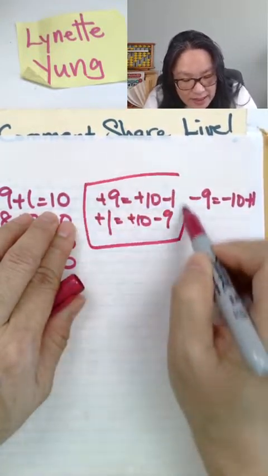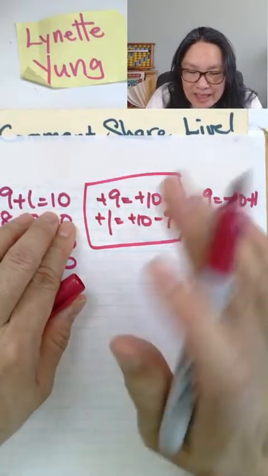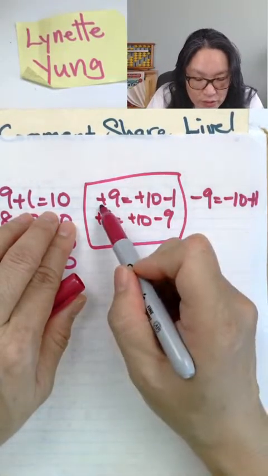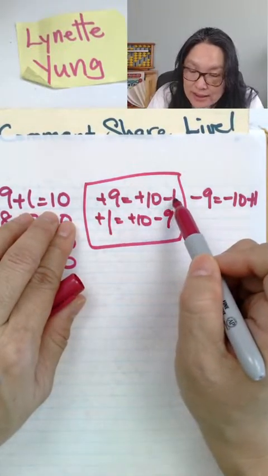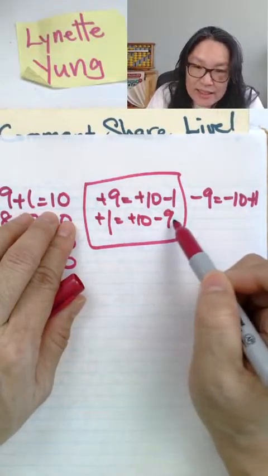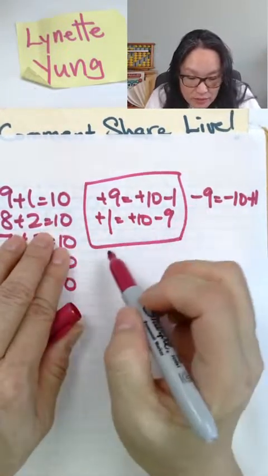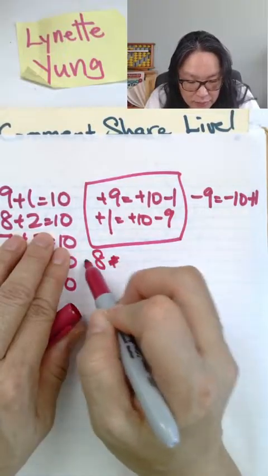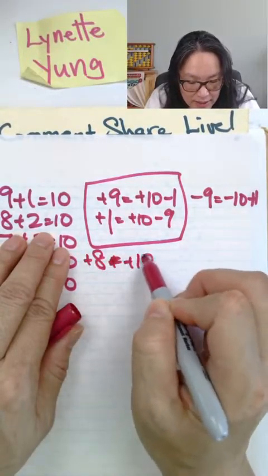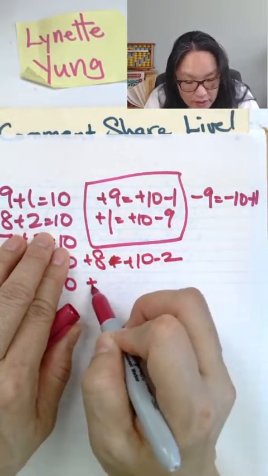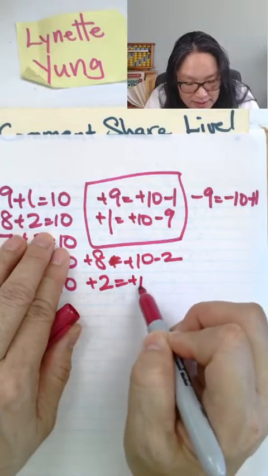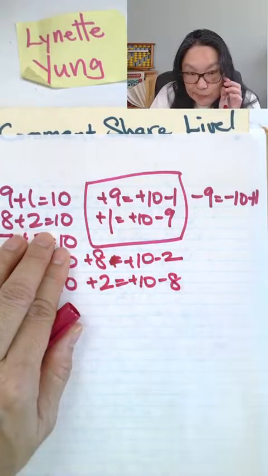See how it's kind of relatable? They kind of relate to each other. So if I add a 9, I have to take away the 1. If I add the 1, I have to take away the 9, if I need to, right? So then it goes back to this, right? 8 plus the 8 is equal to plus 10 minus 2, or the other way, right? Plus 2 is equal to plus the 10 minus 8.